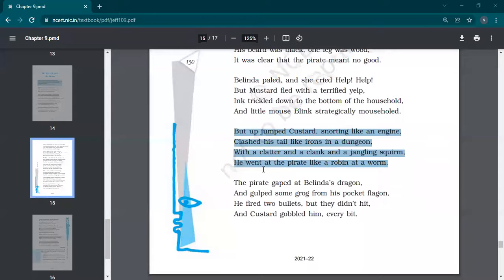So similarly, this pirate was attacked by this dragon, fine, with a clatter and a clank, means such a high thud sound it produced, and with a jangling squirm. Clear? When we jump, jangling squirm is when a hard object touches the ground and it produces the sound. Uske liye use hua hai jangling squirm. Fine. So please note down the meanings. Dungeon means underground prison.